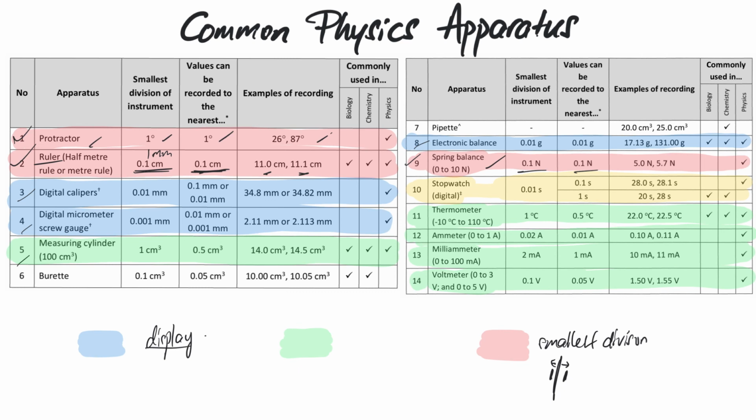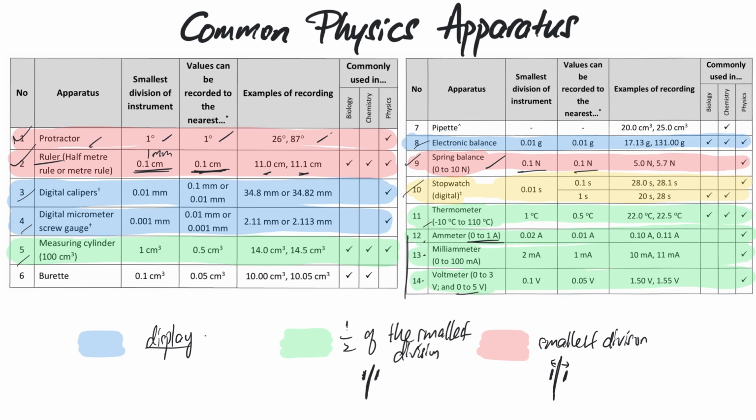So next one is those in green, you can actually read up to half of the smallest division. Alright, that means to say if this is the smallest division and the needle or the reading shows here, you can actually read up to half of it. Especially for ammeter, voltmeter, it can come in different ranges. For example, ammeter can be from 0 to 1 ampere range, or another one is 0 to 3 ampere range. So it depends. All these can be read up to half of the smallest division.